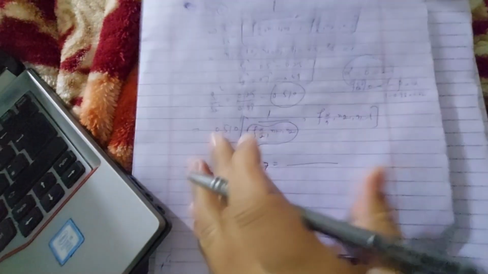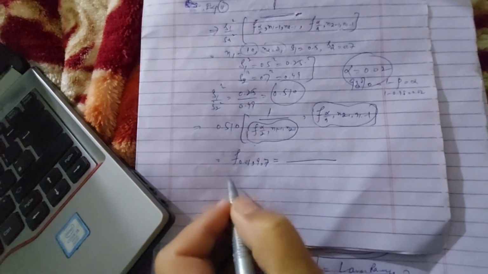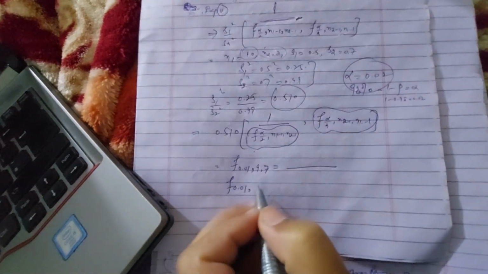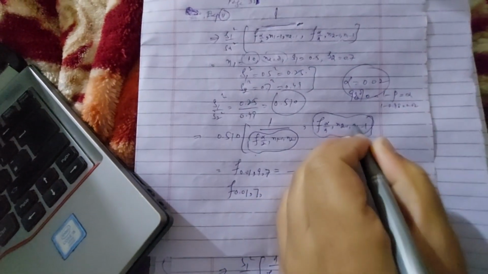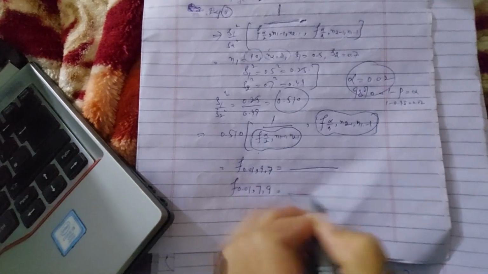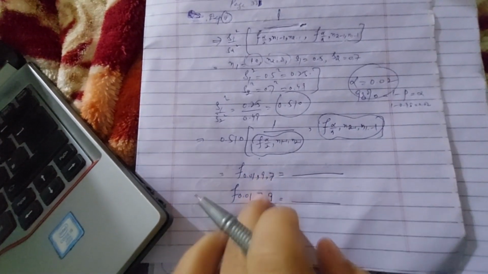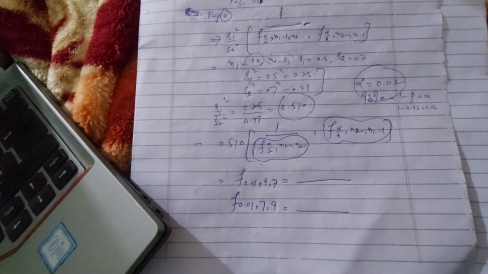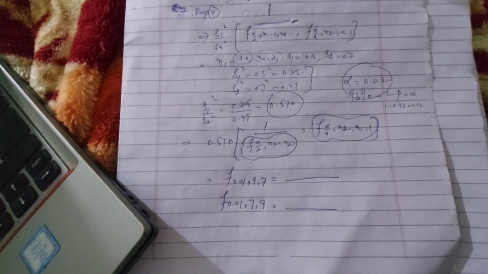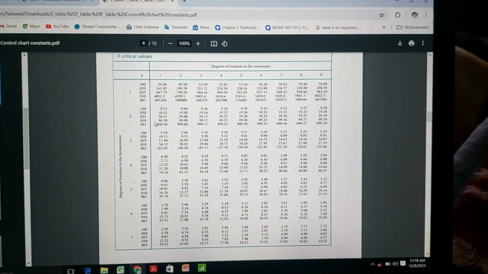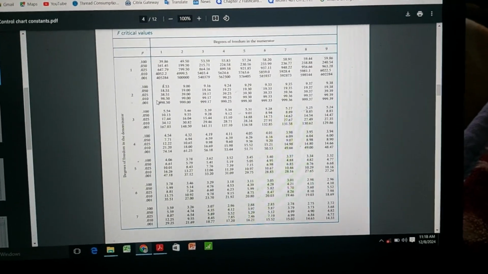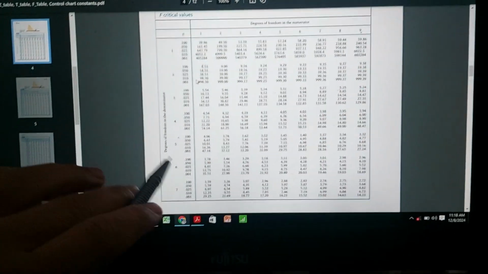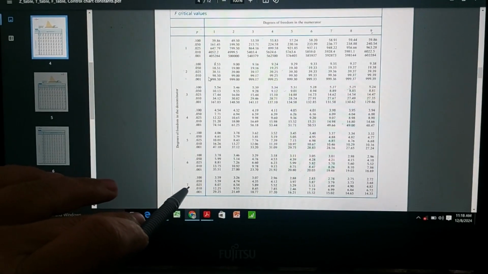So we look this value up in the table. For the other one, alpha by 2 will remain the same, n2 minus 1 is equal to 7 and n1 minus 1 is equal to 9, and I will get it on the same spot in the table. So let's look at the table. This is the F critical values table. This is the degrees of freedom of the numerator, which goes up to 9, and this is the degrees of freedom of the denominator, which goes up to 7.